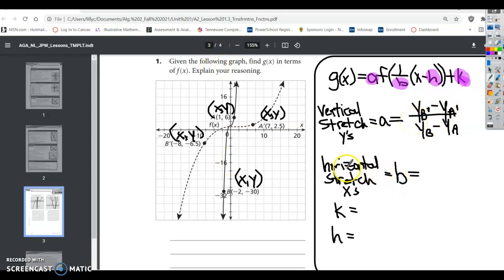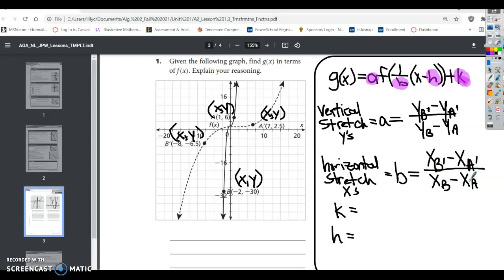B is your horizontal stretch. So we're going to use the formula, except now we're going to plug in x's. We're going to have x sub b prime minus x of a prime, over x of b minus x of a. Again, you're going to be using these 4 points. But now the horizontal is your x-axis, so you're going to be talking about the x's.